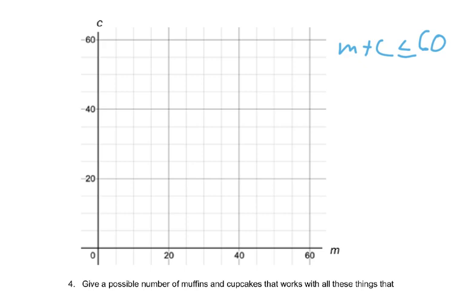So if M plus C is less than or equal to 60, we know that our intercept for the muffins is going to be 60. And we know our intercept for the cupcakes is also going to be 60. So that's my 2 points. So now it's less than or equal to, so we know it's going to be a solid line. So then I could just draw something that looks like this.